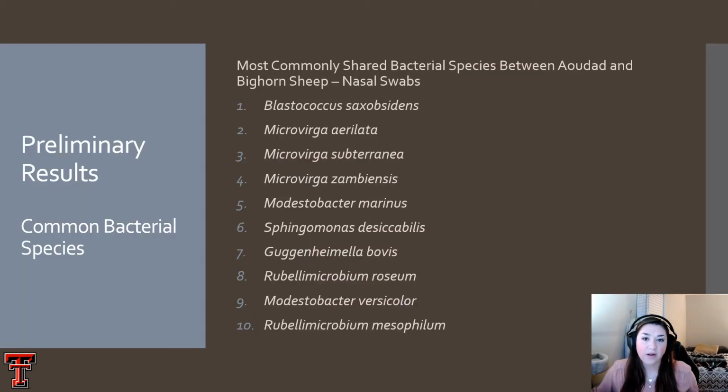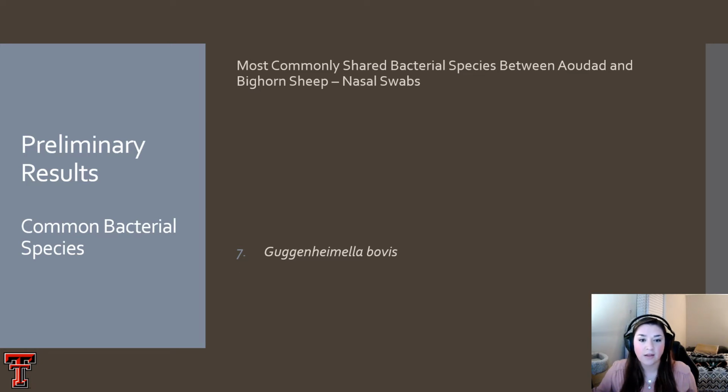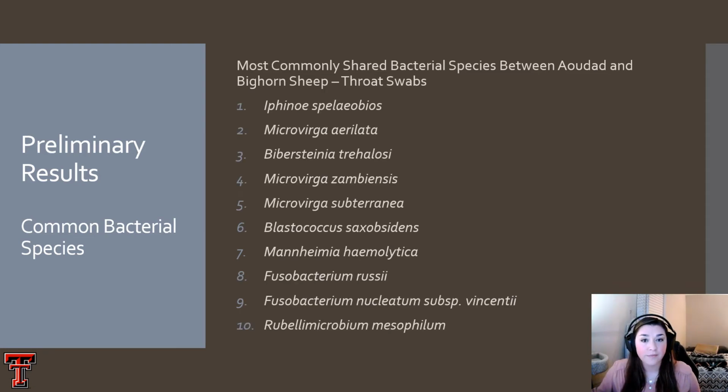So the next thing I wanted to do was look at what are the top 10 most common shared bacteria between both aoudad and bighorn sheep. So in our nasal swabs, again, we did see a lot of soil bacteria. No big deal. We'll filter that out downstream. We did see one G. bovis, which is isolated from cattle with digital dermatitis lesions. So this can be a pathogen, possibly.